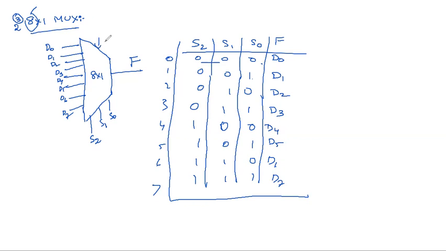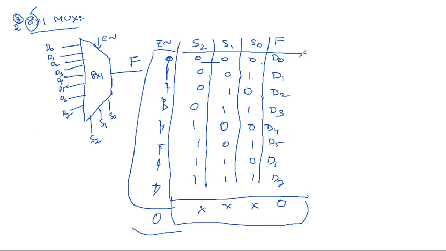If enable is available, write extra enable here. En, all ones. Okay, whenever enable is 0, whatever the inputs, output is 0.